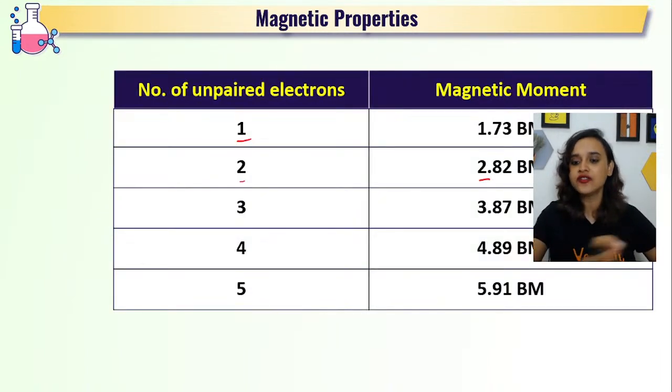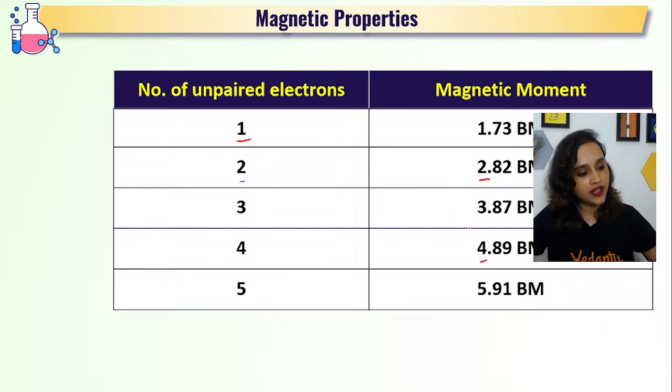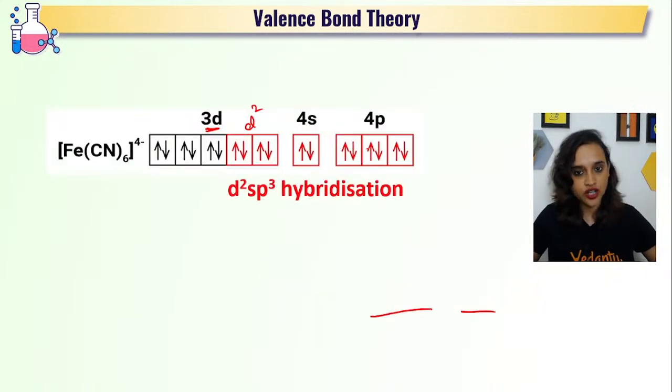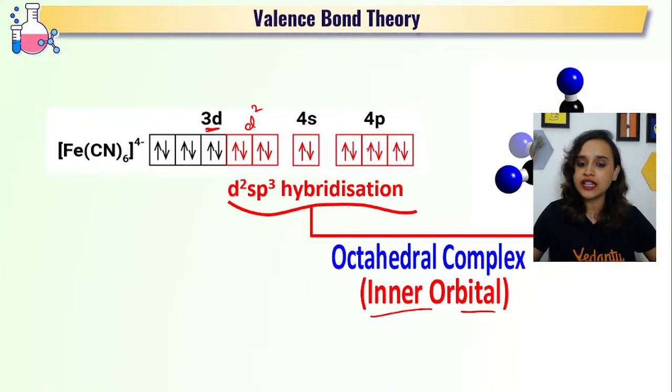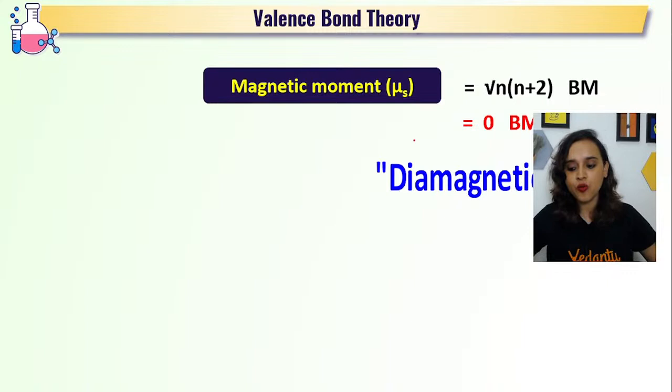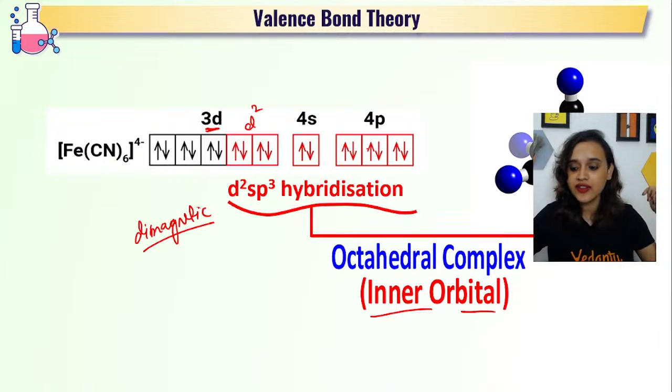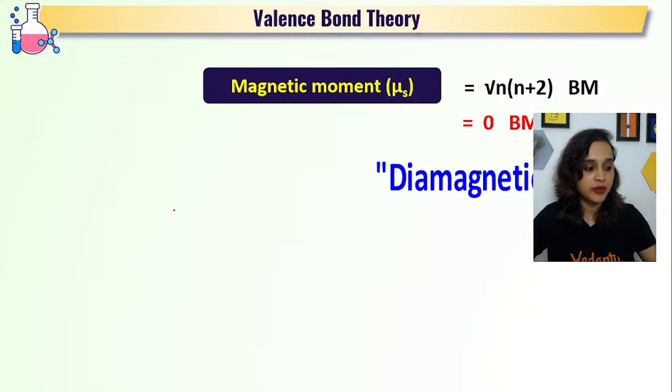So from here, we can easily understand this. If it is 4.8, then 4. If it is 5.91, then 5. Very easy. So this example we have already understood. Now, do you see the octahedral inner orbital complex? Do you see any unpaired electrons? Then is it going to be paramagnetic or diamagnetic? Since there are no unpaired electrons, it will be diamagnetic.